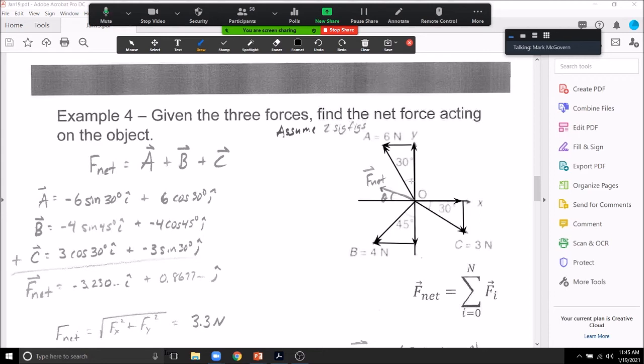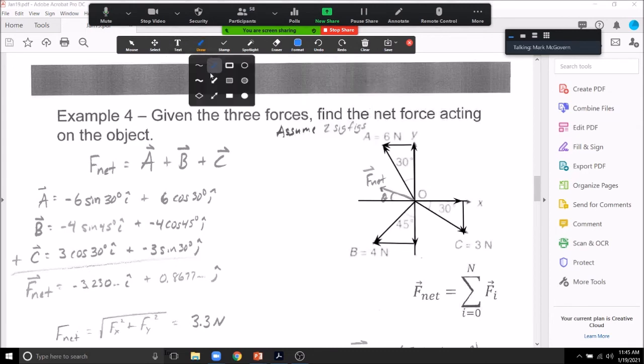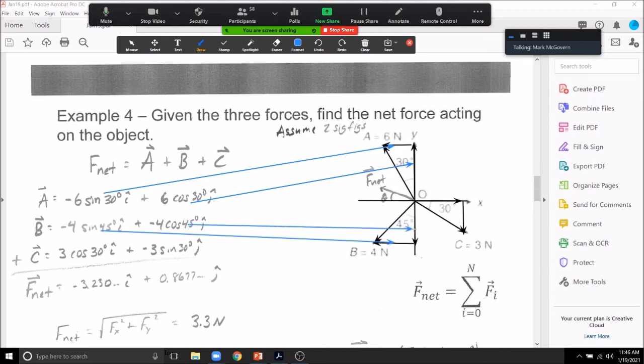These are the lengths of the legs of these triangles here. The triangles correspond to the components of the vectors. So ultimately, this 6 sine 30, let me draw it here in blue. Let's go with the soft blue. This 6 sine 30 corresponds to that component right there. The 6 cosine 30 corresponds to that component right there. This sine 45 is that one, and that's that one, and so on.